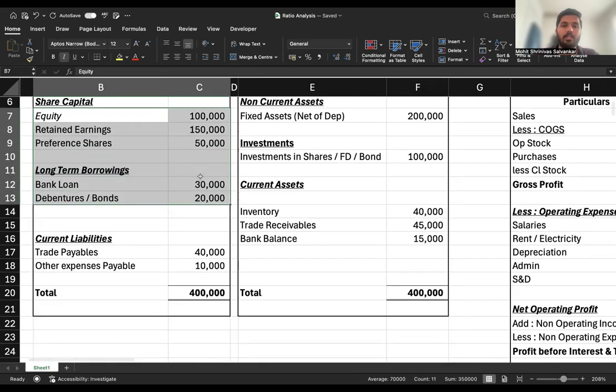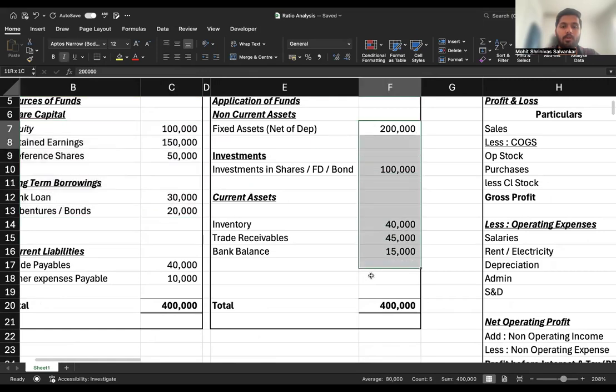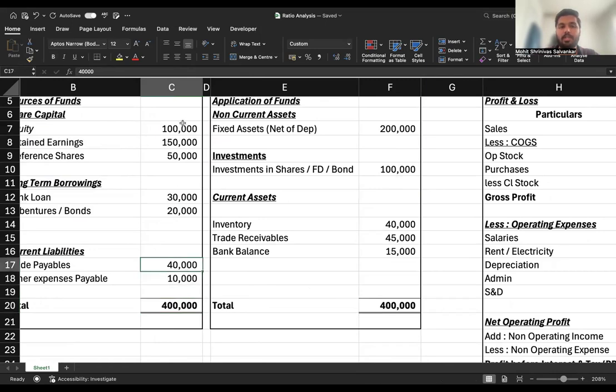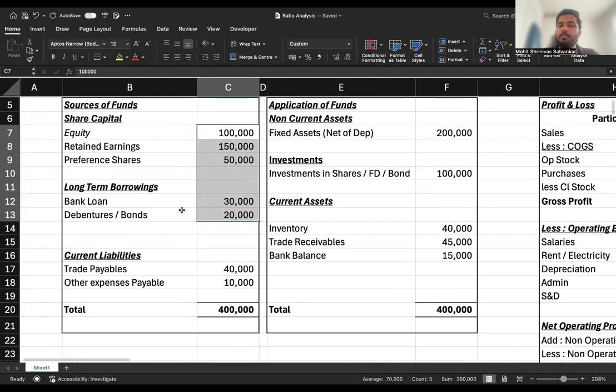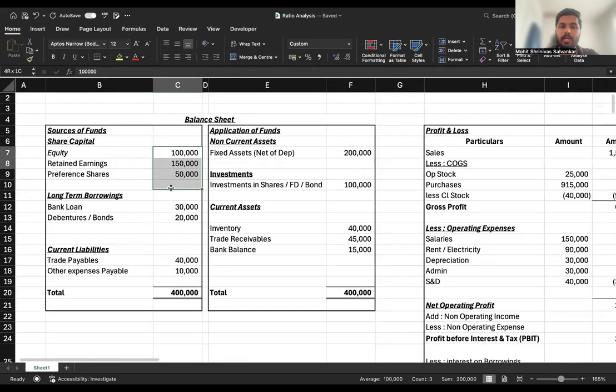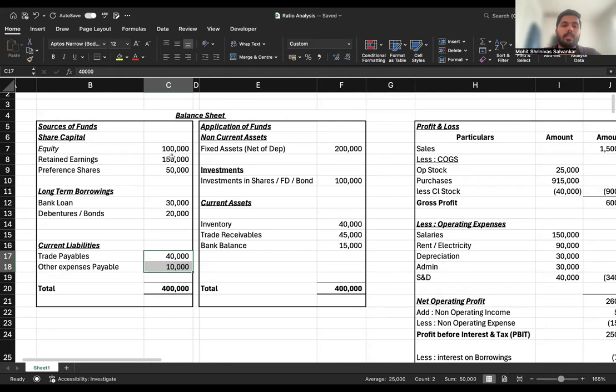So the formula is equity plus reserves plus long-term borrowings. This is one formula. The other formula could be the total of all the assets minus the current liabilities. This will again give you this number. So capital employed can be calculated in two ways: either add all of this, or add all the assets and subtract current liabilities. That's how you arrive at capital employed. So the question is, using all this capital employed, how much is the profit that you have made? What are the returns that you have earned?